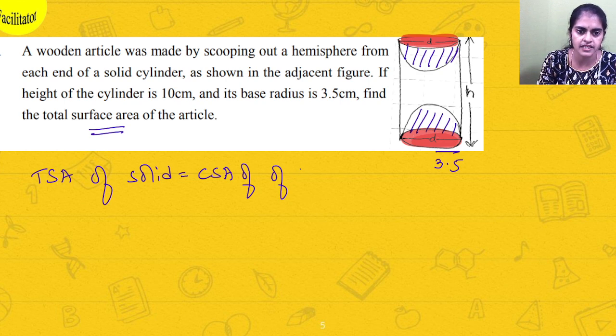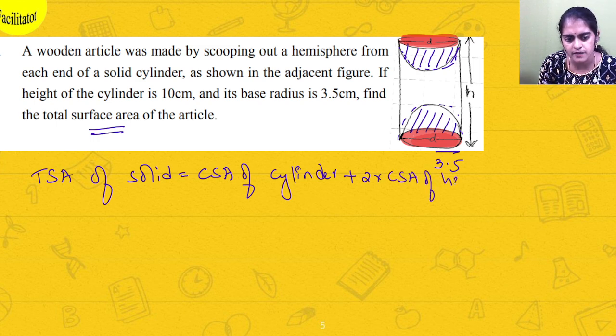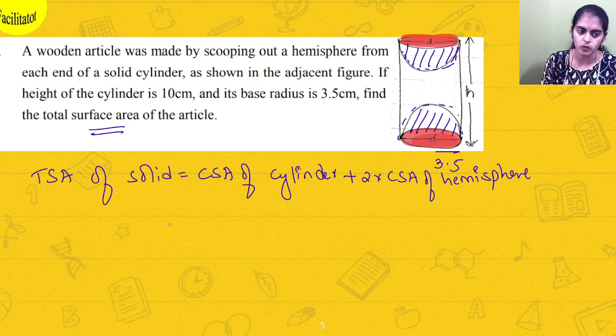So CSA of cylinder, to this CSA of cylinder I will have to add, see, this is the surface now, this is coming into the surface. You can see this actually, isn't it? You can see this is the outer surface, the visible surface. So it is visible because you are scooping it out. Okay, so you will take 2 times CSA of hemisphere, or curved surface area of sphere, both are same.